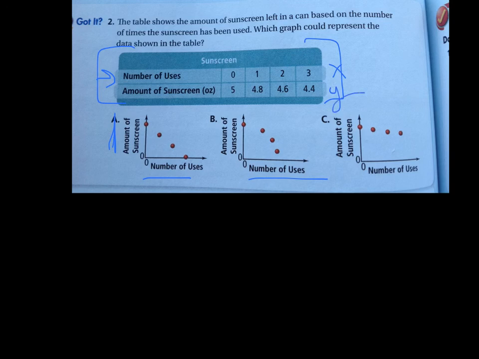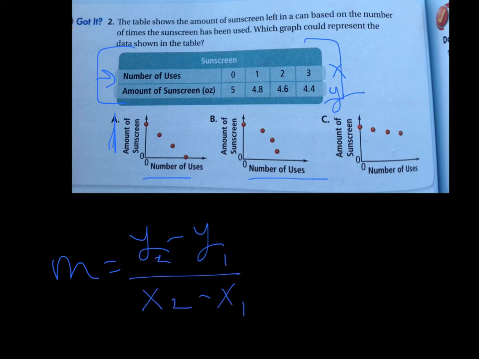So those are like points: 0, 5; 1, 4.8; 2, 4.6; 3, 4.4. And you can figure out the slope using those points, right? We always have this equation, m equals y2 minus y1 over x2 minus x1. We can use that to look at the slope to help us out. You can just figure it out looking at the table. So pick which one you think, and we will talk about it in class.